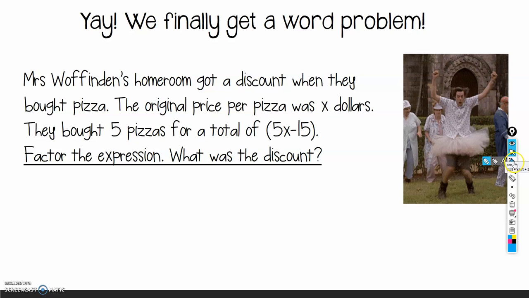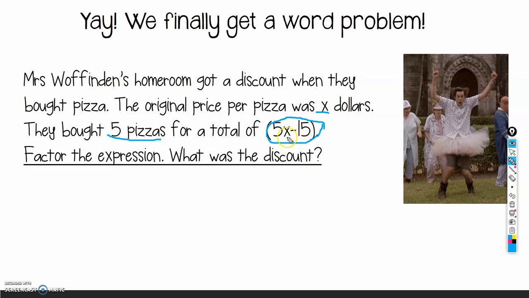I have one final problem here. This is a story problem. We love these word problems. Mrs. Wolfenden's homeroom got a discount when they bought pizza. The original price per pizza was x dollars, so we don't know how much the cost of the pizza is. They bought 5 pizzas for a total of 5x minus 15. Factor the expression, what was the discount?